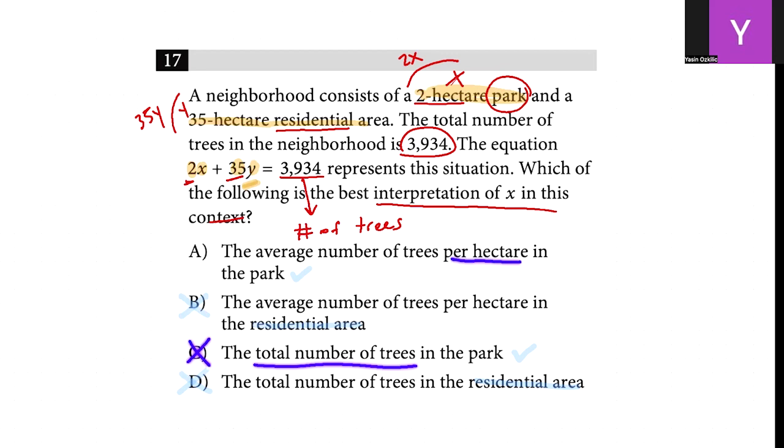The correct answer for this question is A, the average number of trees per hectare in the park, because it's multiplied by 2 hectares. It gives you the number per hectare, and then you multiply by 2 to find the total number of trees in the park. So your correct answer is A for this question. Thank you.